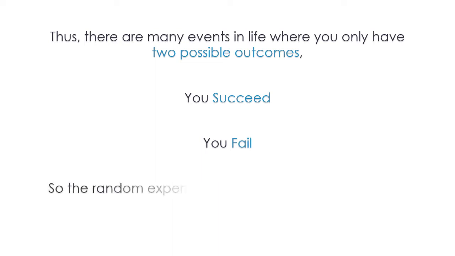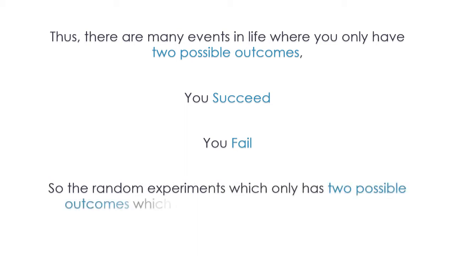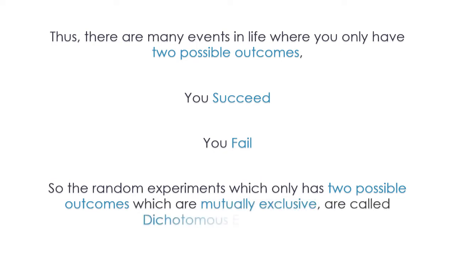That means the random experiments which only have two possible outcomes, which are also mutually exclusive, because you can't succeed and fail at a single point of time. You either succeed or you fail, so they are mutually exclusive and there are only two possible outcomes. We call these random experiments dichotomous experiments. I will repeat once again, dichotomous experiments. So the random experiments which only have two possible outcomes, which are also mutually exclusive, we call them dichotomous experiments.